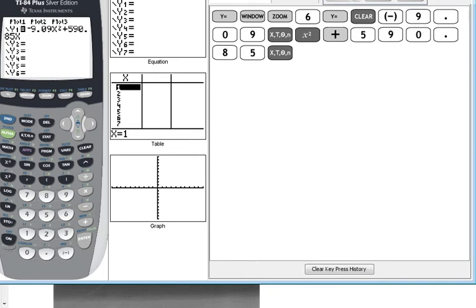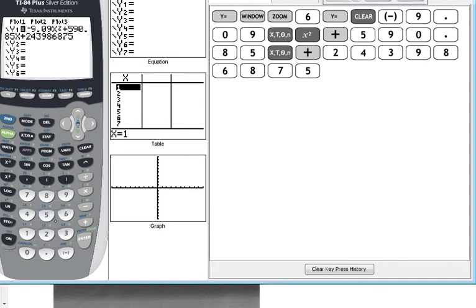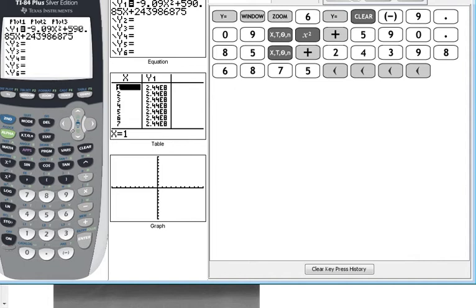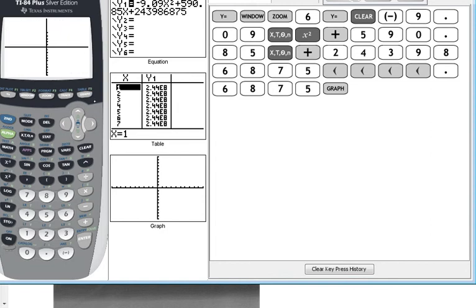And then we're going to add 24,398 point 6875. Whew, that's a big one. I forgot the decimal. 24,398.6875. Okay, there we have it. And now we're going to press graph.